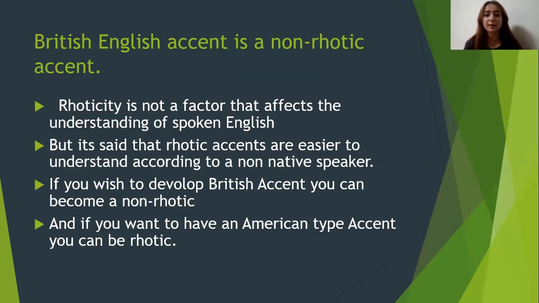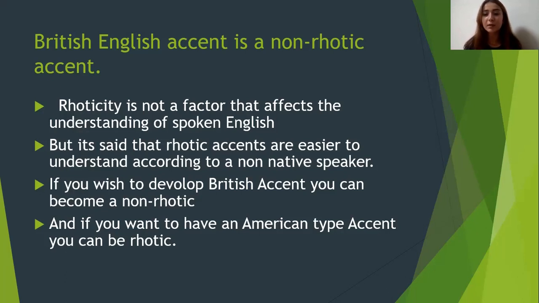Rhoticity is not a factor that affects the understanding of spoken English, so it doesn't matter if you are rhotic or non-rhotic. If a person you're talking to understands you, it's okay. But it's said that rhotic accents are easier to understand according to non-native speakers.